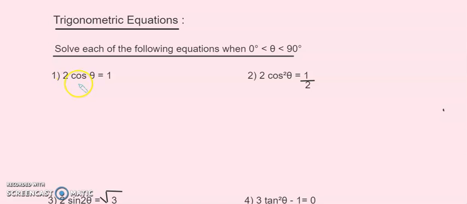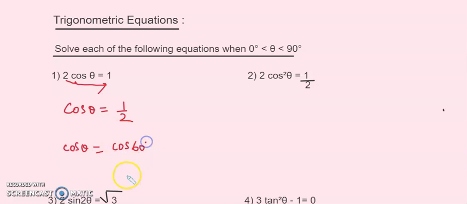Furthermore, to find the value of the angle, I'll tell you what to do. First of all, we have to shift the 2 to the other side in the first question. So cos theta equals, when I shift the 2 to the other side, it is divided, which equals half. Now, which angle of cos is half? Cos of 60, right? So the cos and the cos go off and theta equals 60 degrees.